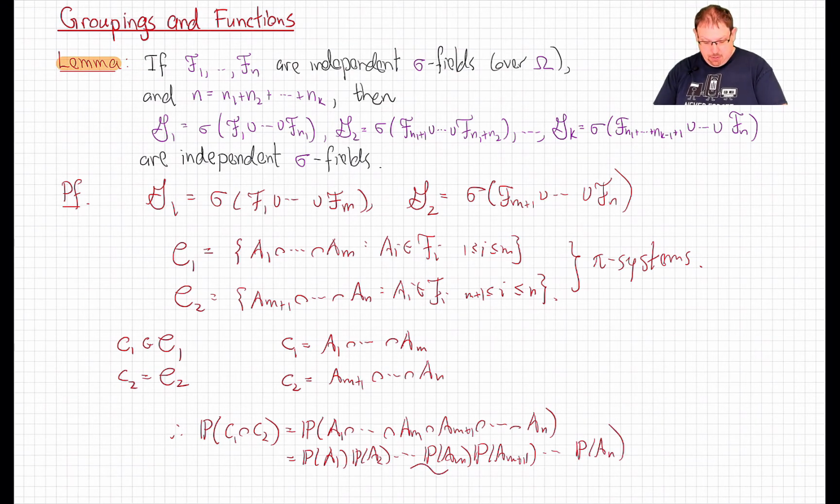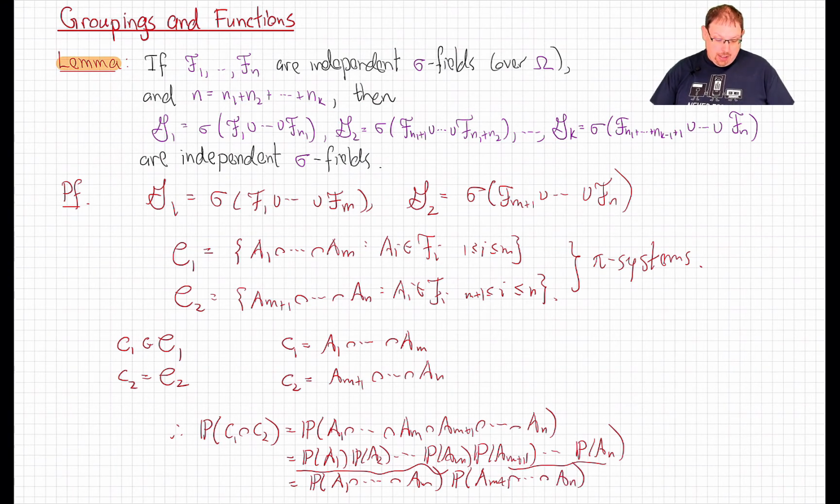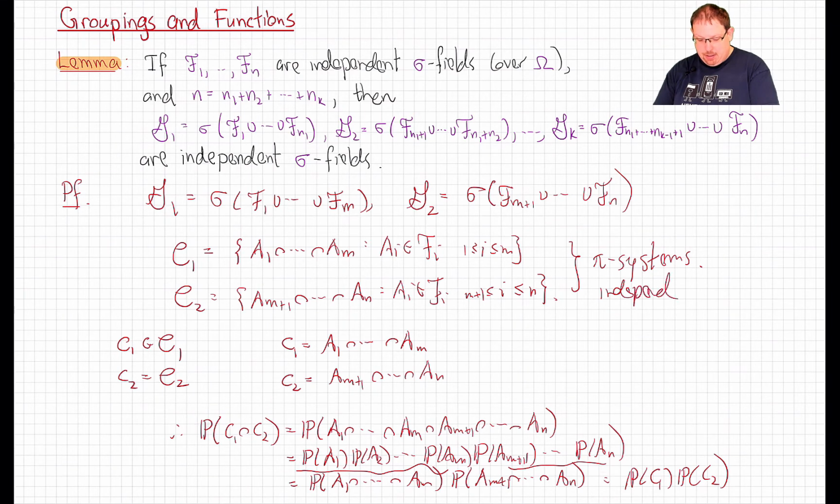But now I can regroup those in the appropriate groupings and say, hey, also F1 up to Fm alone are independent. And so that product of probabilities there is also just the probability of A1 intersected up to Am. And Fm+1 through Fn are all independent, and so the events Am+1 through An are independent on their own. And so that product also can be regrouped as the probability of Am+1 intersected up to An. And there you have it. That shows us that for any two events C1 and C2 in the classes scripty C1 and scripty C2, the probability of their intersection is the product of their probabilities. And so that shows that these pi systems are independent.